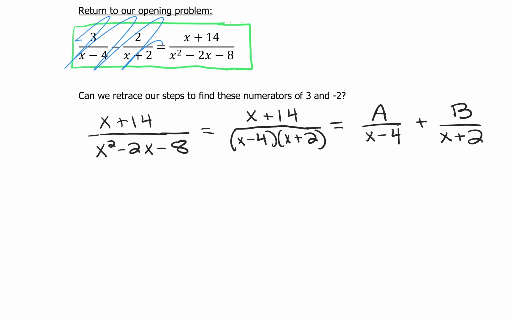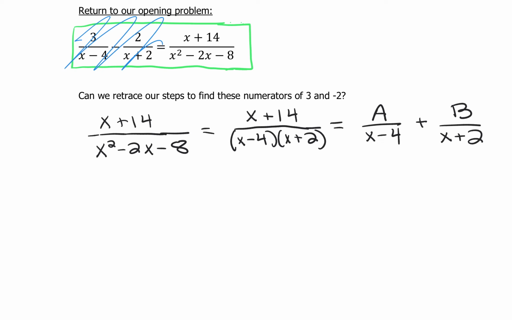This is especially important when you're comparing your work with somebody, because you don't want to be thinking, oh, I got A as 3, and the other person says, oh, I got B as 3. Well, maybe you just wrote your denominators in the opposite order. If that's the case, then your A and your B values would have been swapped. So in this case, I'm assigning A to be the numerator over x minus 4, B over x plus 2.